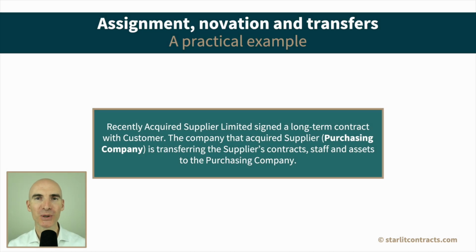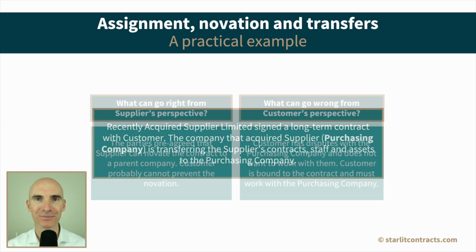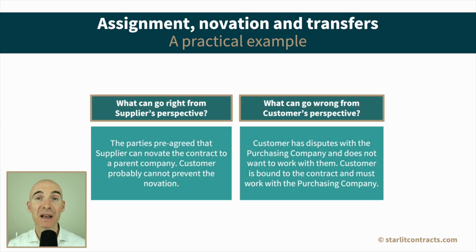Let's look at a practical example together now. Recently acquired supplier limited signed a long-term contract with customer. The company that acquired the supplier, who we'll call the purchasing company, is transferring the supplier's contract, staff and assets to the purchasing company. What could go right from the perspective of the supplier?